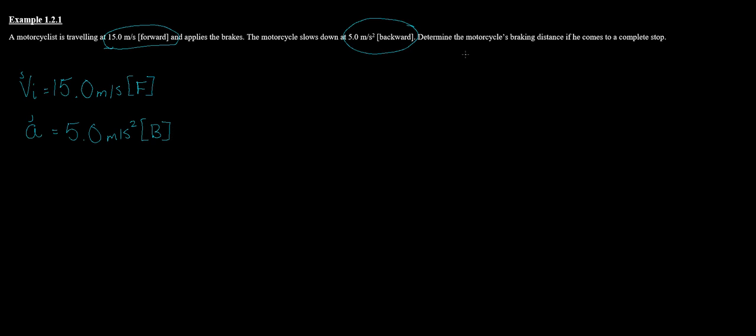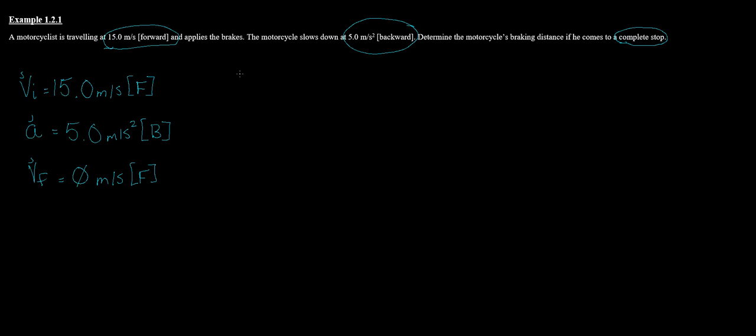And then even though there's not any more values technically given to us in the problem, the last sentence says determine the motorcycle's braking distance if he comes to a complete stop. So that complete stop tells us that last piece of information we need, which is the final velocity of that object. And the final velocity would then be 0 meters per second, either forward or backward.